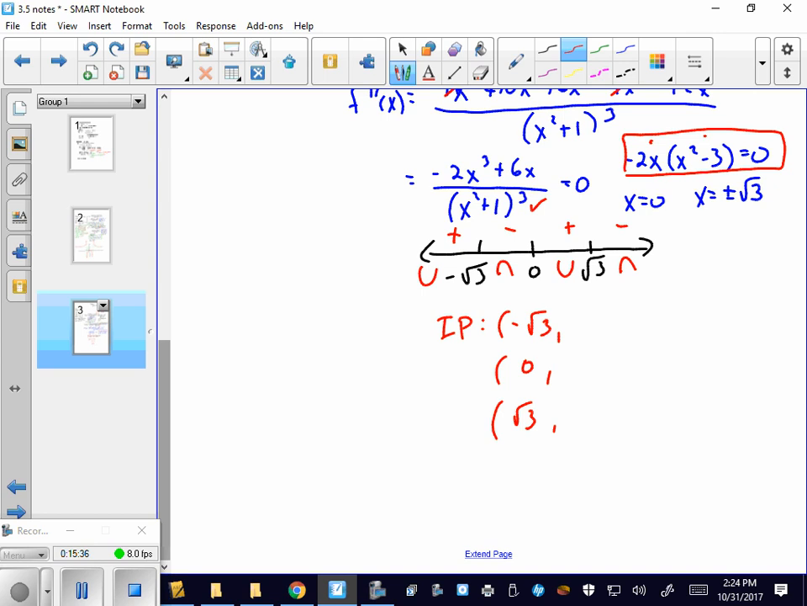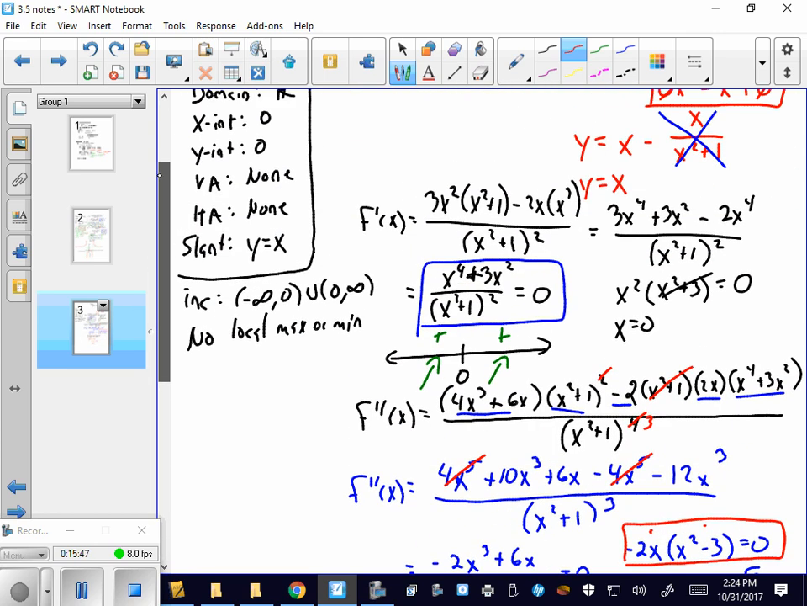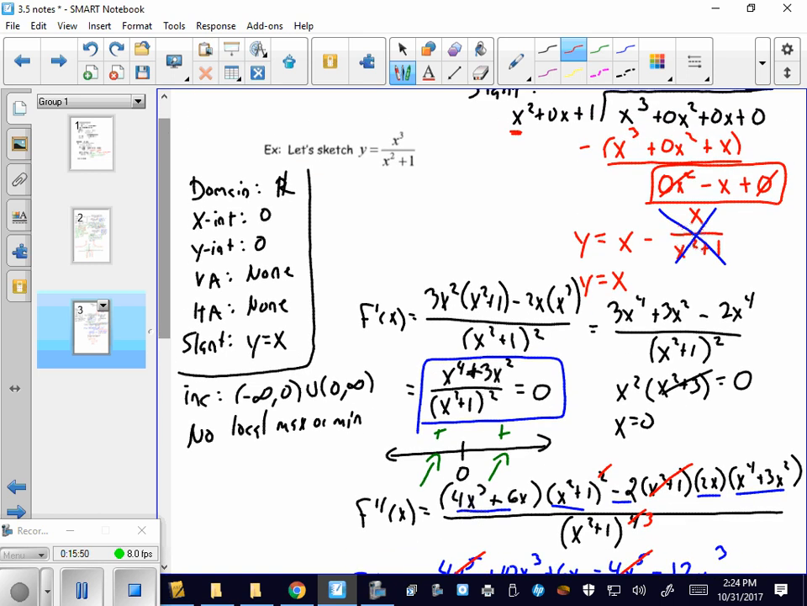I already know the 0 one because we figured that out. That's the origin. So that's going to be at 0, 0. If you plug in 0 for x, you're going to get 0 for y. Plugging in negative root 3 back into the original function.